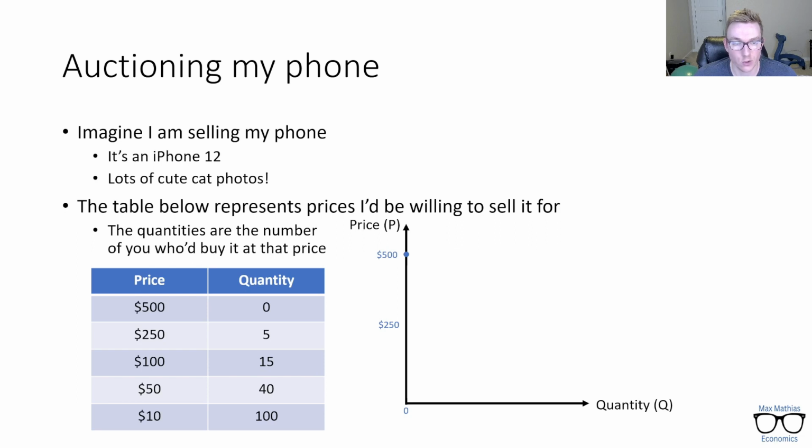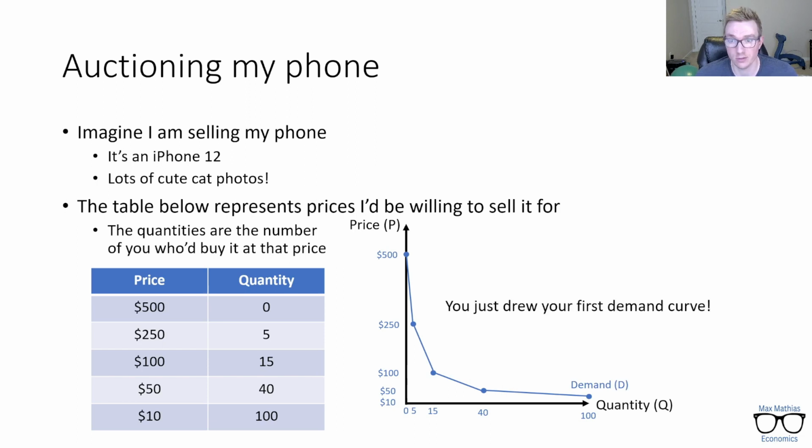Our next price is $250. We know 5 people want to buy it. We're going to plop a point there. We'll start kind of speeding this up. So at $100, I know 15 people want to buy it. We plop a point. At $50, 40 people want to buy it. We plop a point. And then at $10, 100 people want to buy it. And we plop a point there. So we have all of these points. The last remaining step is basically to play connect the dots between them like that. And then we're going to label that as our demand curve. So awesome job, you just drew your first demand curve.